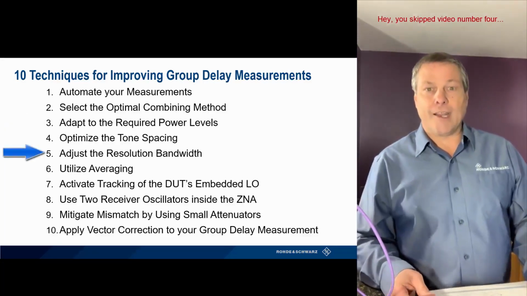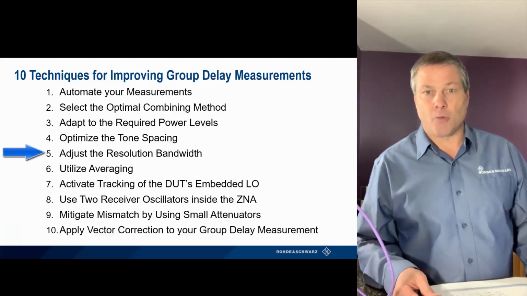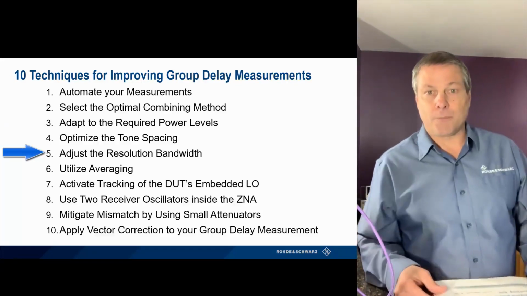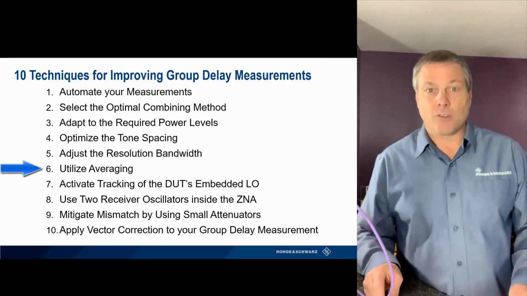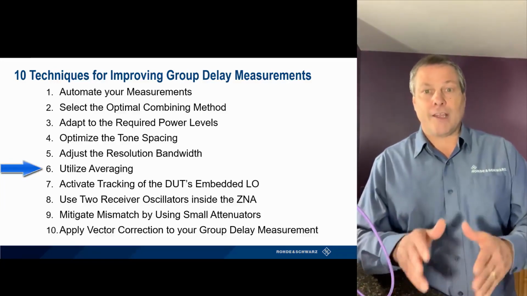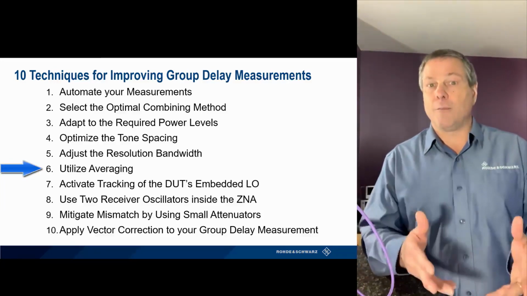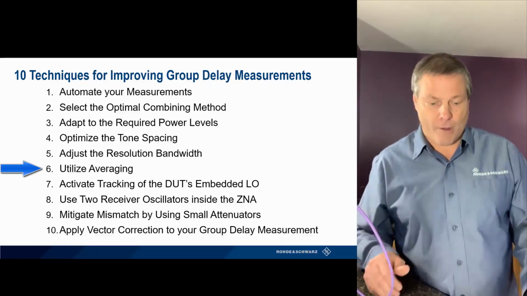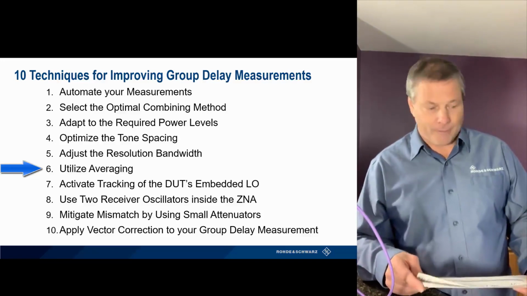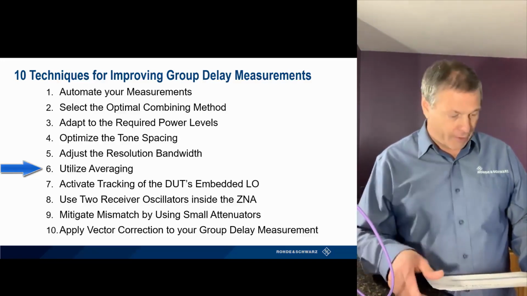Number 5, we looked at how the IF bandwidth affects our measurement, so we can trade off measurement speed with trace noise. And in number 6, we talked about averaging. So IF bandwidth trade-offs and averaging trade-offs are very similar, they are related to each other, and we can use both those techniques to improve our measurement, especially during calibration. If you wonder what I mean by that, go take a look at that video.